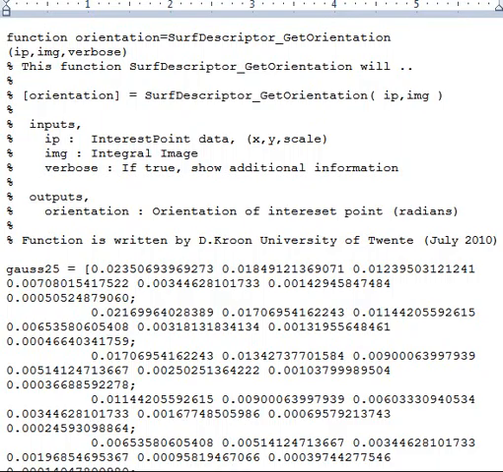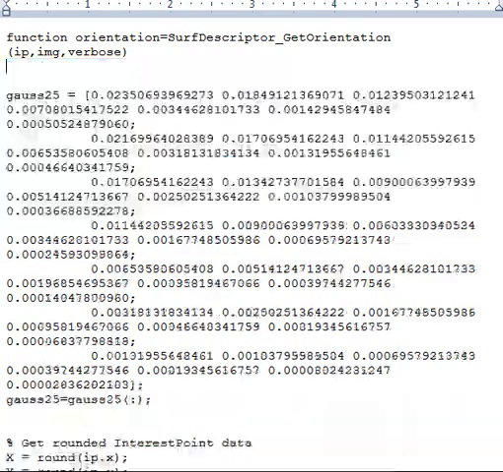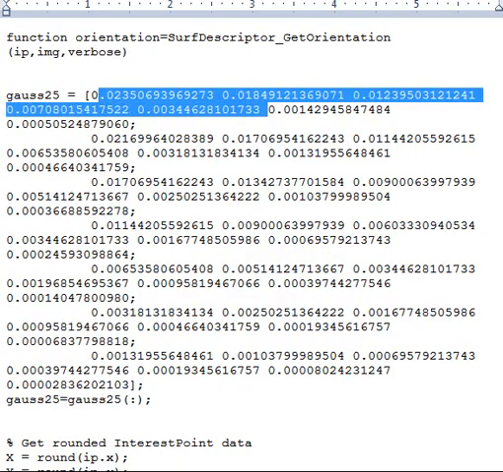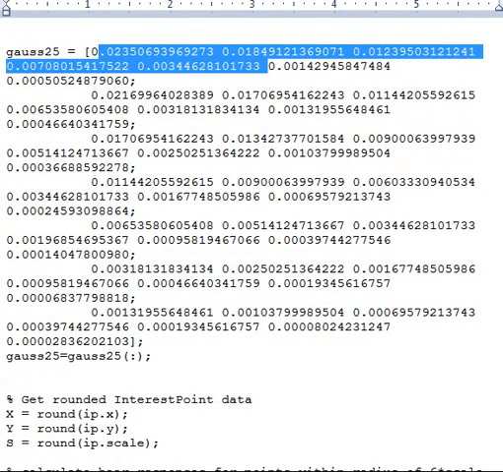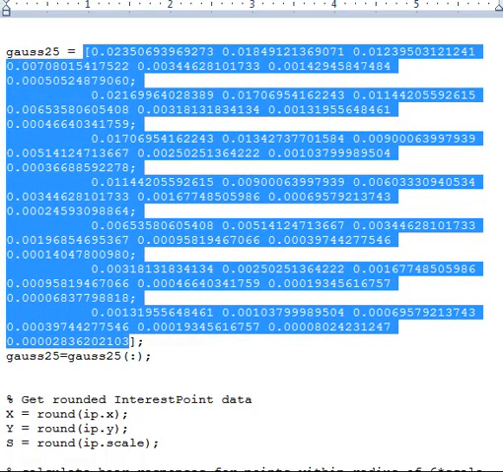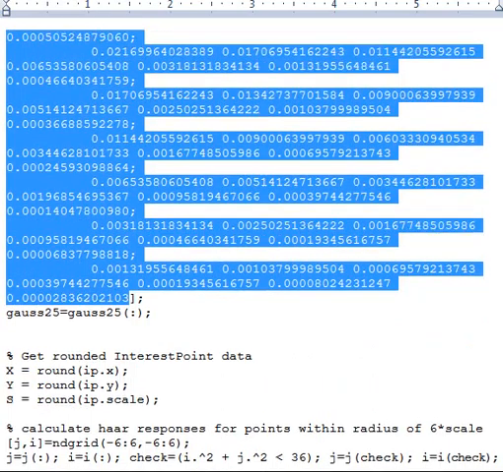So the next function is to get the orientation, and to get the orientation we are passing IP, IMG and verbose. Again, here you can remove all these comments and you can tell this Gauss 25. Now Gauss 25 has this special Gaussian format, and all the rows here are arranged in a different row and matrix format, but then you convert them into a single row format.